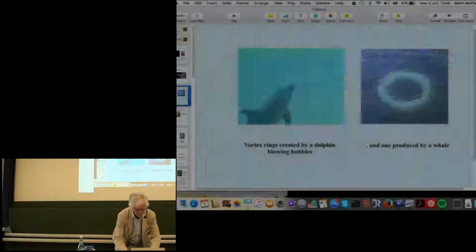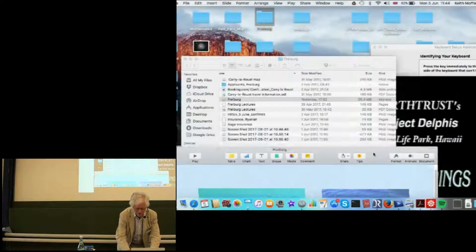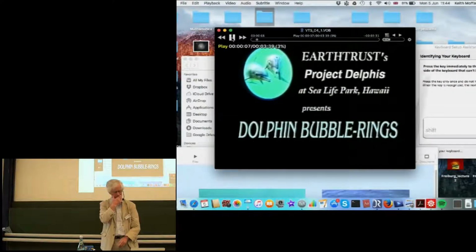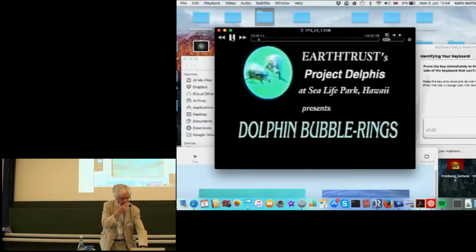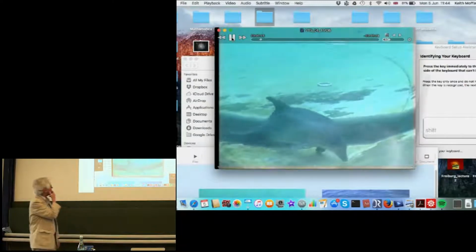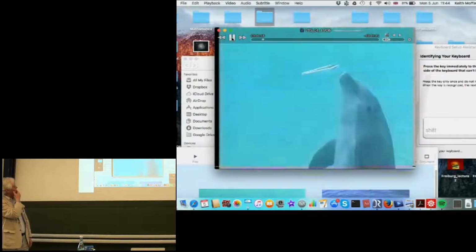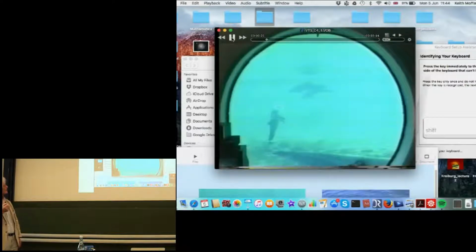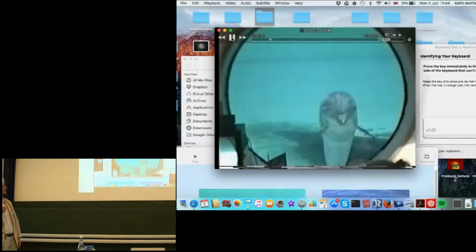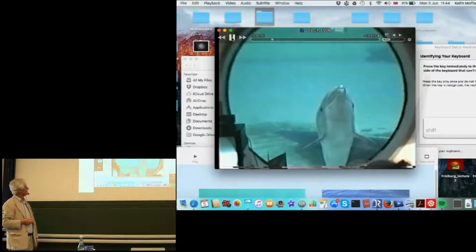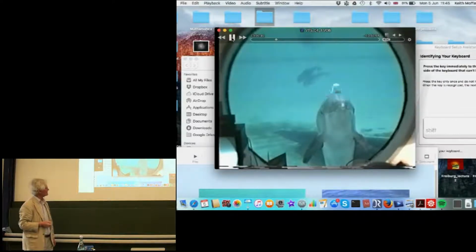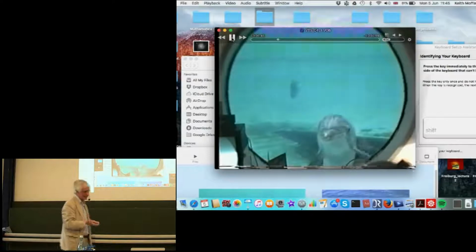You may be familiar with this movie, which shows this quite well. Let's see if this will run. Can you see that? Is that one clear? And it's wonderful. You see, they blow their air bubble vortex ring, and then play with it. It's absolutely wonderful. It's quite remarkable to watch this movie. This one was in an aquarium, but they seem to be very, very intelligent animals. They learn very quickly how to blow the bubbles, and then to play with them.